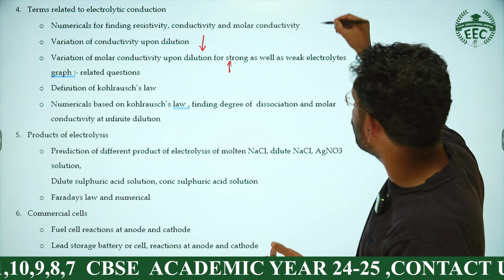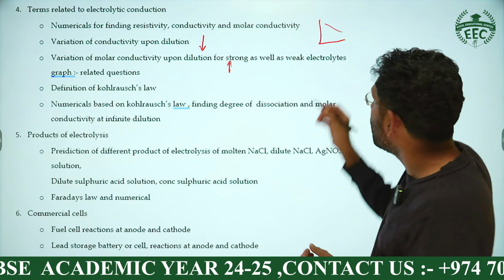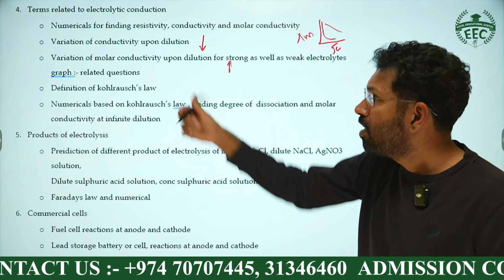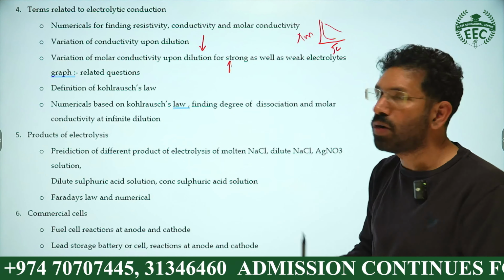You studied a graph like this. The straight line was strong electrolyte and the curve was, tell me, weak electrolyte. We were plotting a graph of lambda m versus root c, and this graph is really important. They may ask for the theory part. So variation of molar conductivity upon dilution, you have to go and study.